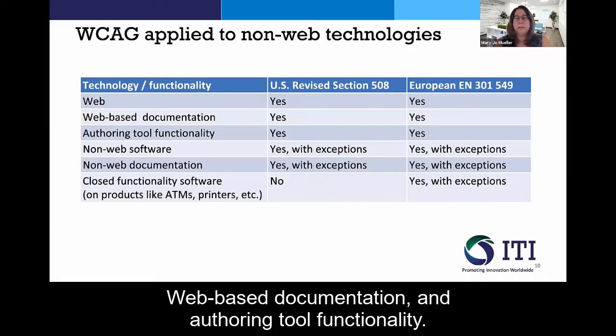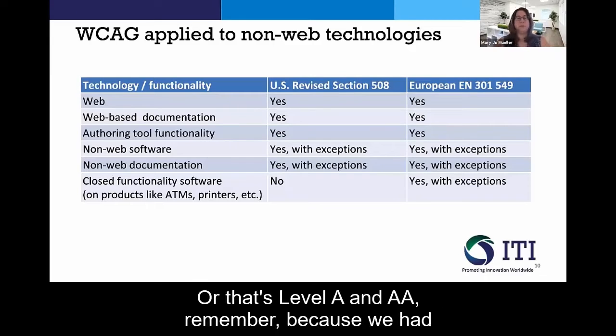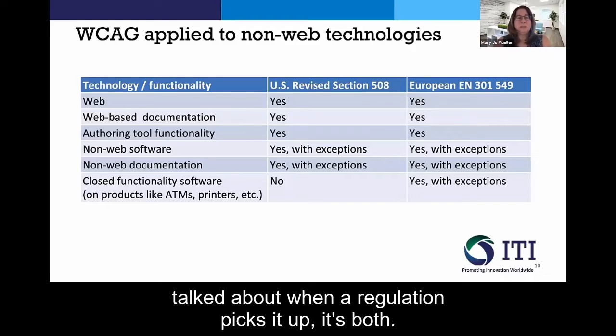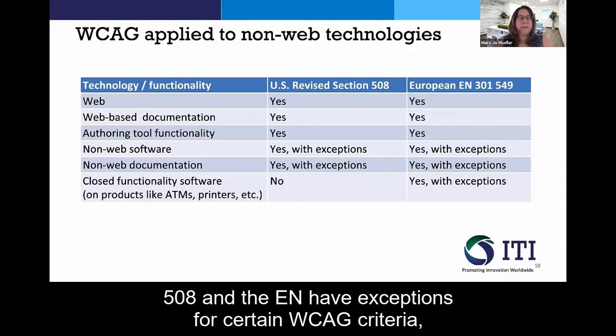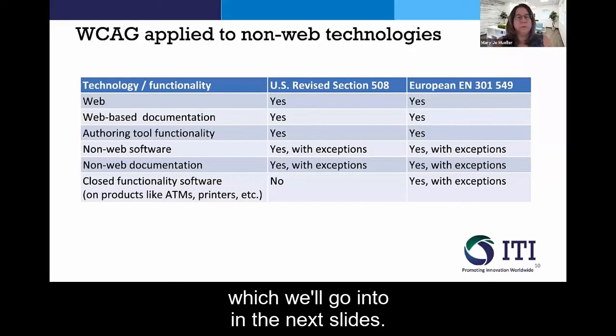to web-based documentation and authoring tool functionality. Now that's level A and AA, remember, because we talked about when a regulation picks it up, it's both. For non-web software and non-web documentation, both 508 and the EN have exceptions for certain WCAG criteria, which we'll go into in the next slides.